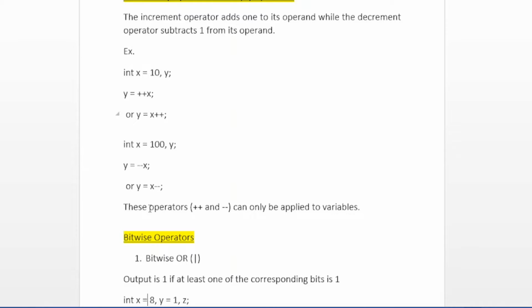Then we have the decrement operator. The decrement operator is also of two types, pre-decrement and post-decrement. In pre-decrement, first the value will be subtracted by 1 and then it will be assigned to the variable on the left hand side. However, in case of post-decrement, first the value will be assigned and then it will be decremented. So here y is equal to 99 because 100 minus 1 equals 99 and then it will be assigned. Here this is post-decrement. So first x is assigned to y. So y is now 100 and then x is equal to 100 minus 1, that is 99.